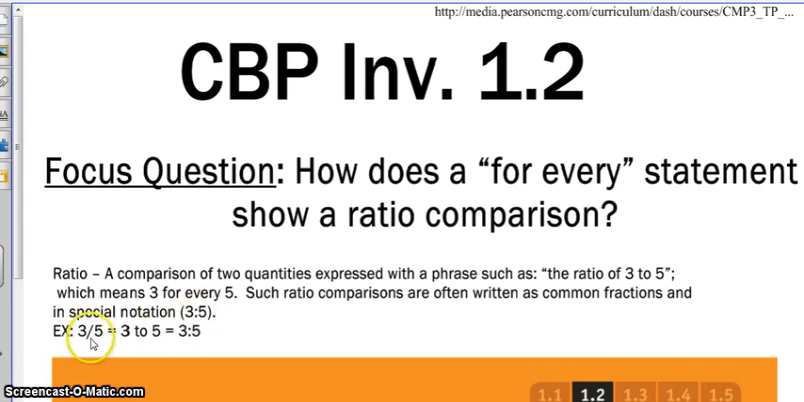So 3 over 5 could also mean the ratio 3 to 5, or we can actually write the word "to" between 3 and 5, or we just simply put a colon. So this still means 3 for every 5, and it could be 3 girls for every 5 boys. It could be 3 trucks for every 5 cars. It could be anything that we're experiencing.